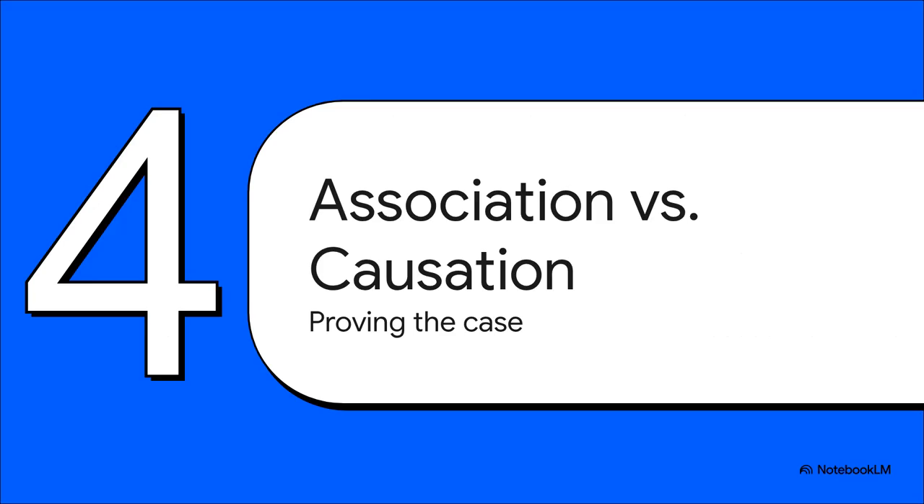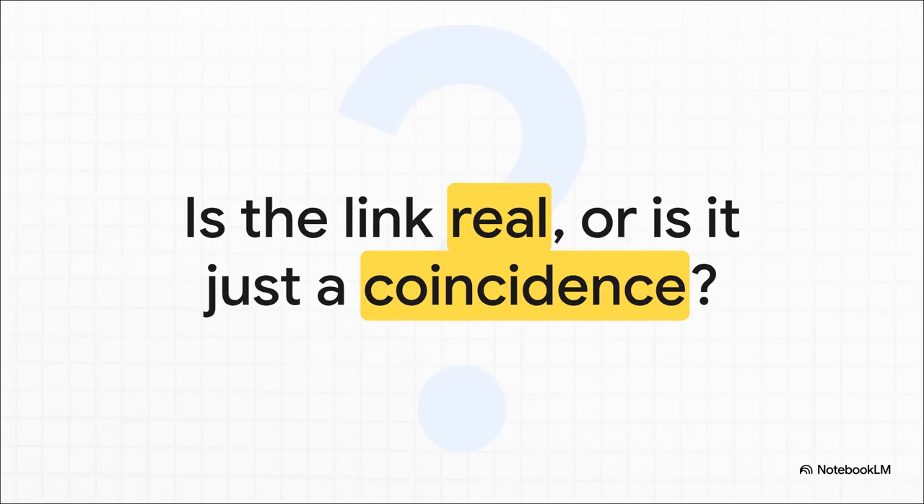And now we get to what is probably the highest hurdle in any investigation. Just because 2 things seem to be linked doesn't mean one actually caused the other. The detective has to prove it beyond a reasonable doubt. This is the million-dollar question. I mean, think about it.